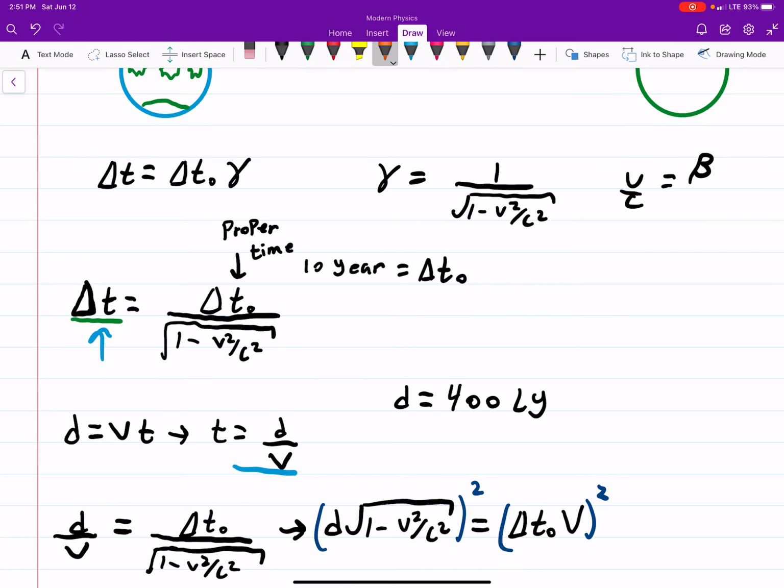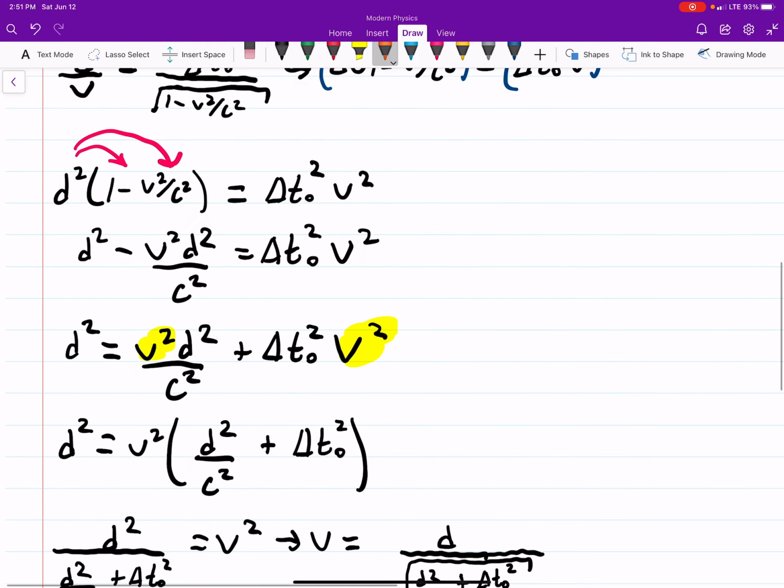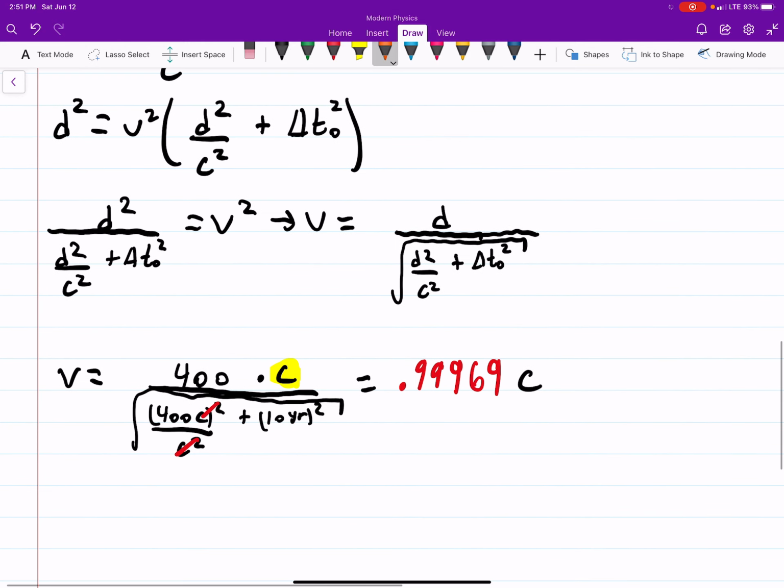And for him, there's no problem using just normal kinematics. So we can rewrite delta t, or I was lazy, so I just called it t, as d over v. Substitute that in here. And then it's just algebra, solving for v and plugging in your numbers. So hopefully that helps.